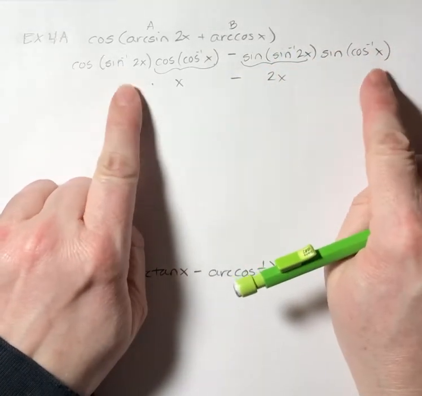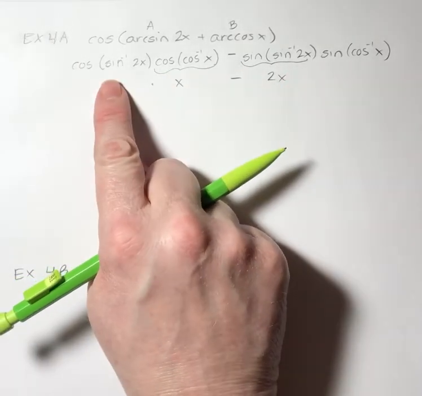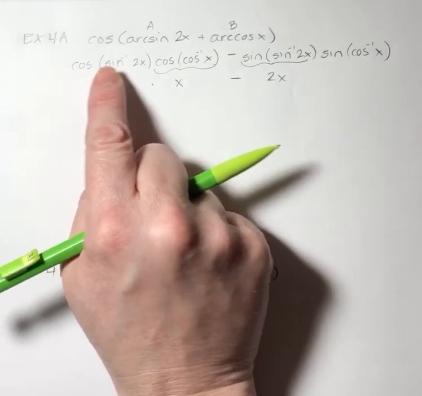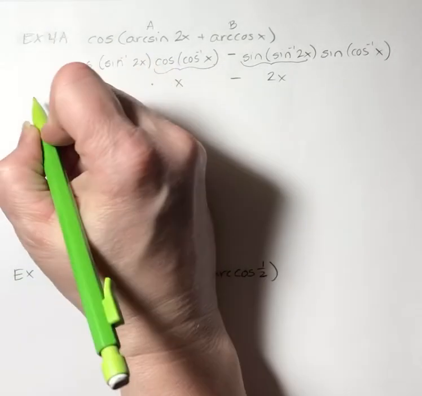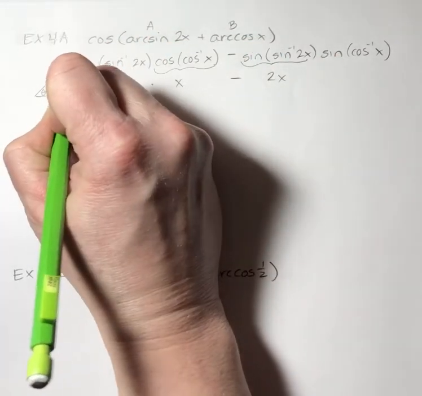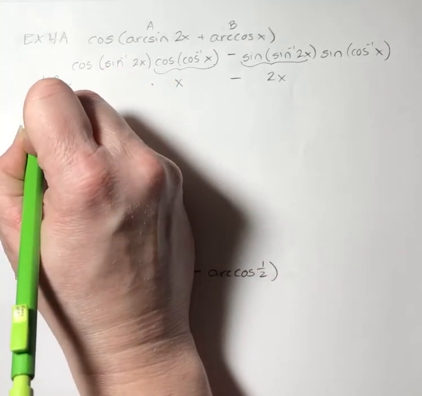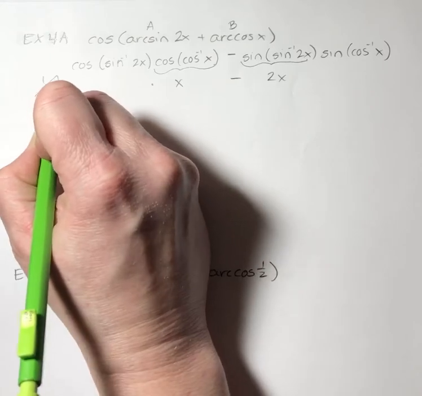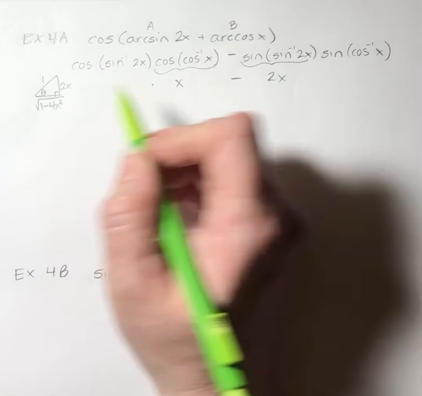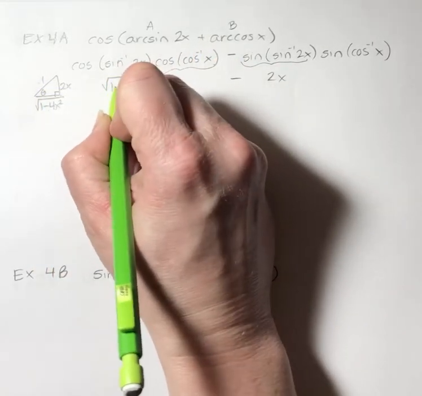These are the ones that require a little more work, okay? So I need to draw pictures for both of those. For this one, it says the cosine of the inverse sine of 2x. Well, if I have an angle whose sine is 2x over 1, that makes this side, using the Pythagorean theorem, 1 minus 4x squared. So the cosine of that angle is going to be this over 1, or the square root of 1 minus 4x squared.